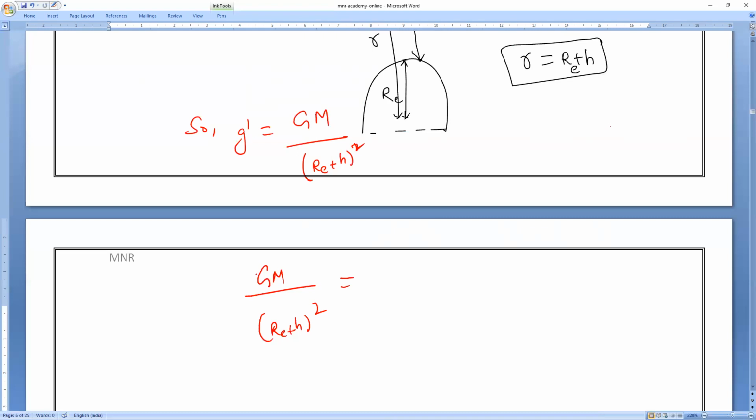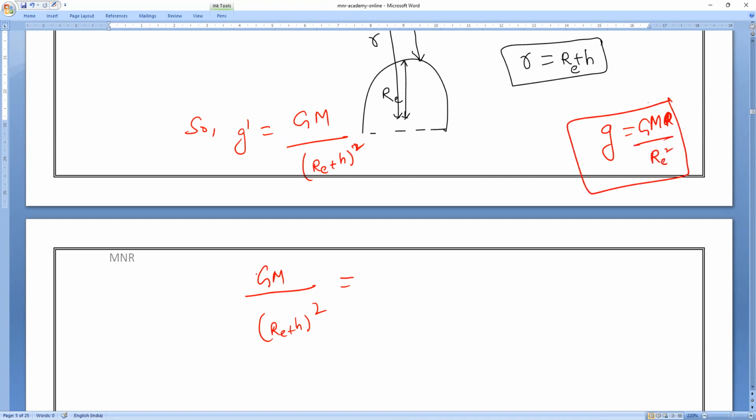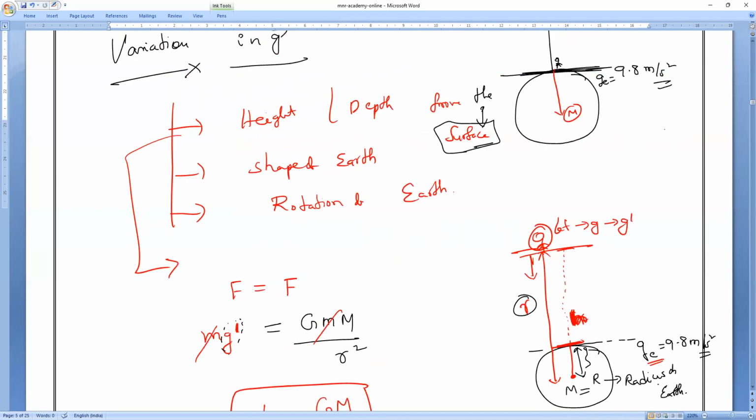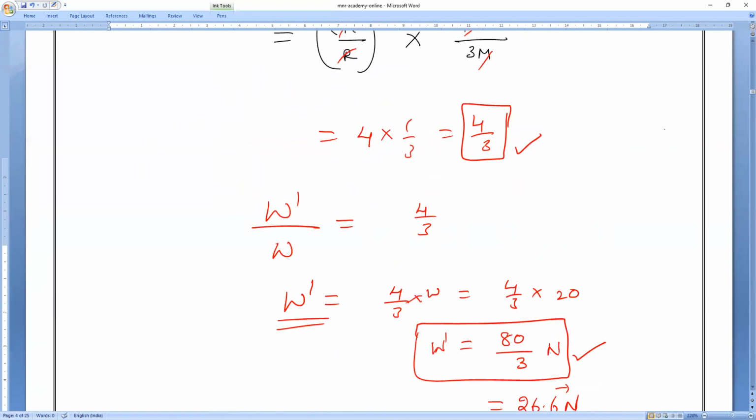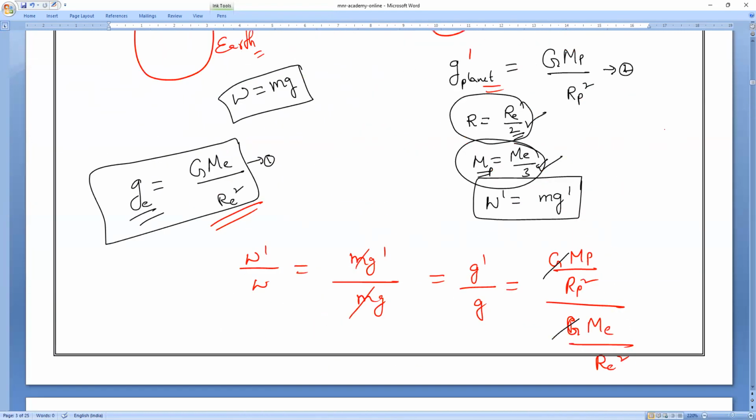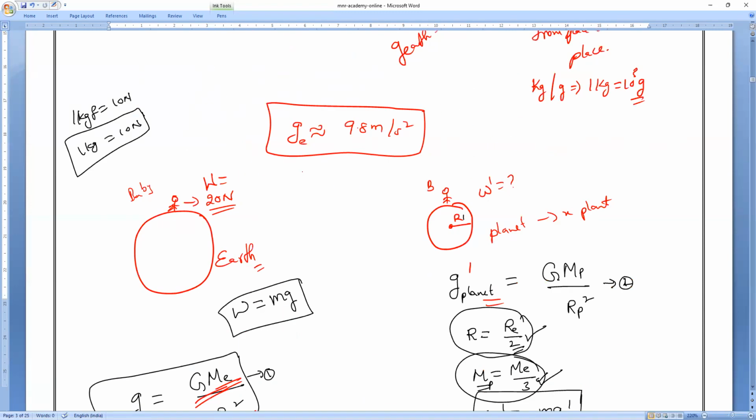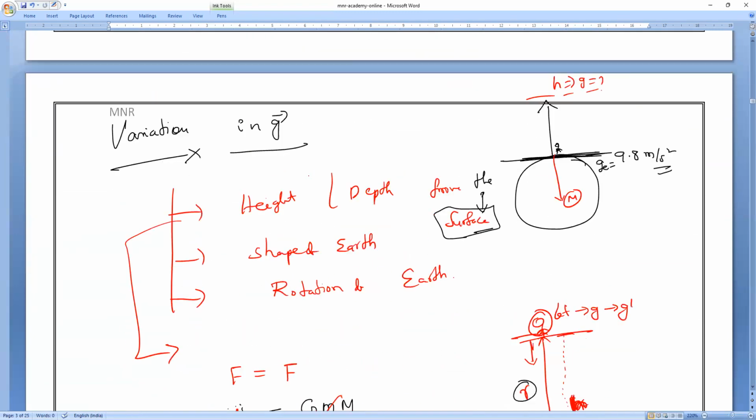Now my question is, what is the G value of the earth, everybody? Verify it, everyone. G value of the earth is equal to capital G into capital M divided by radius of the earth whole square. Will you all agree? Verify it, everybody. What is the G value of the earth that you have written? Capital G into mass of the earth divided by radius of the earth whole square. Am I right, guys? Yes, sir.